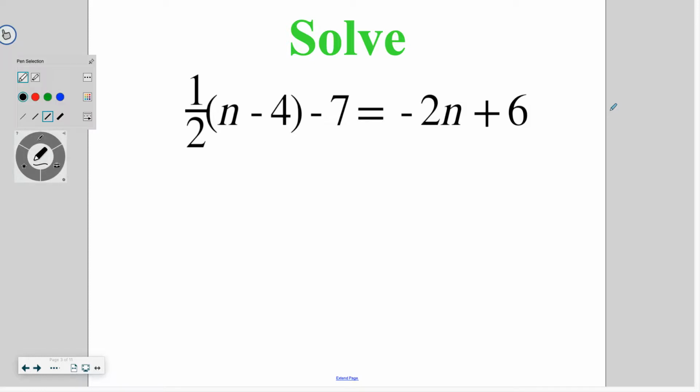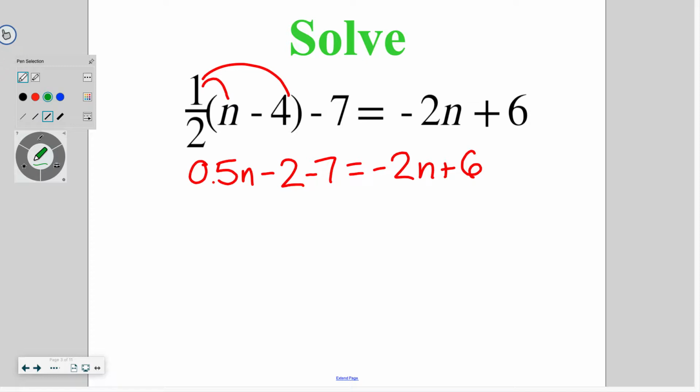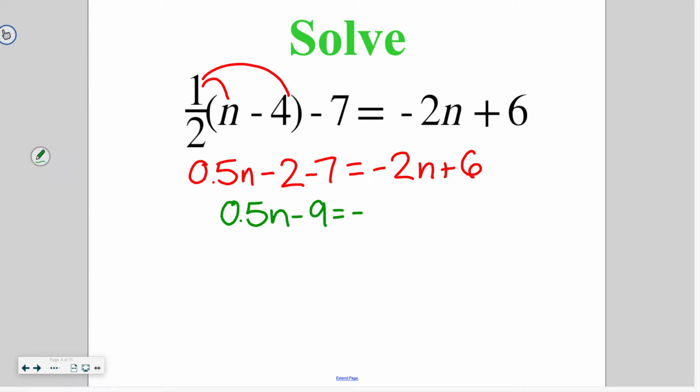So our first step on this one is we see that there are parentheses that allow us to do the distributive property. So we're going to say we've got half n. Personally, I like to convert that to decimals. So 0.5n minus 1/2 of 4, which is 2, minus 7 is equal to negative 2n plus 6. Because we have like terms on the left side of the equation, we're going to go ahead and combine those, which gives us 1/2 n minus 9 is equal to negative 2n plus 6.